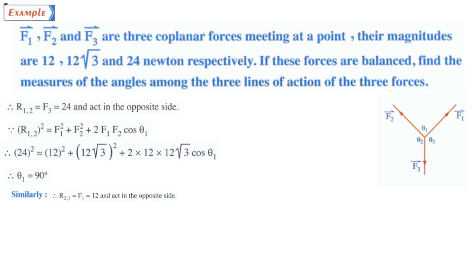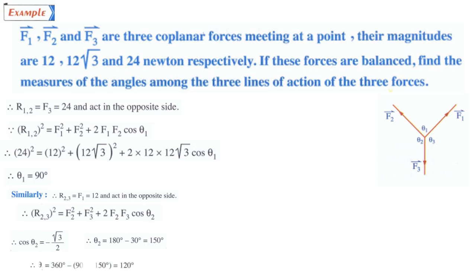Similarly, the resultant of force 2 and force 3 equals F1, which is 12. We apply the same rule, R squared equals F2 squared plus F3 squared plus 2 F2 F3 cosine theta 2. From this rule, we can find cosine theta 2 equals negative root 3 over 2, which means that theta 2 is an obtuse angle. We can find theta 2 equals 180 minus 30, which equals 150. We can find the last angle by 360 minus (90 plus 150), which equals 120.